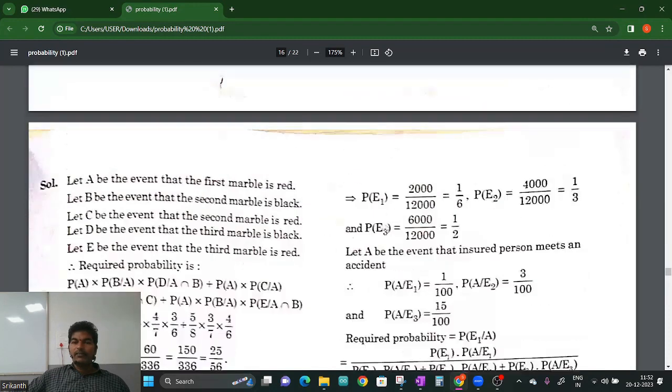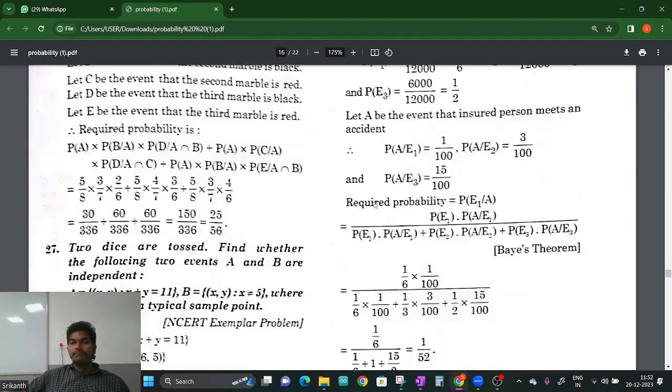Out of 12,000, 2,000 are scooter drivers. P of E2, car drivers, 4,000 out of 12,000, 1 by 3. This is 1 by 6, and P of E3 is van drivers, 6,000 out of 12,000. It will be 1 by 3. Okay.